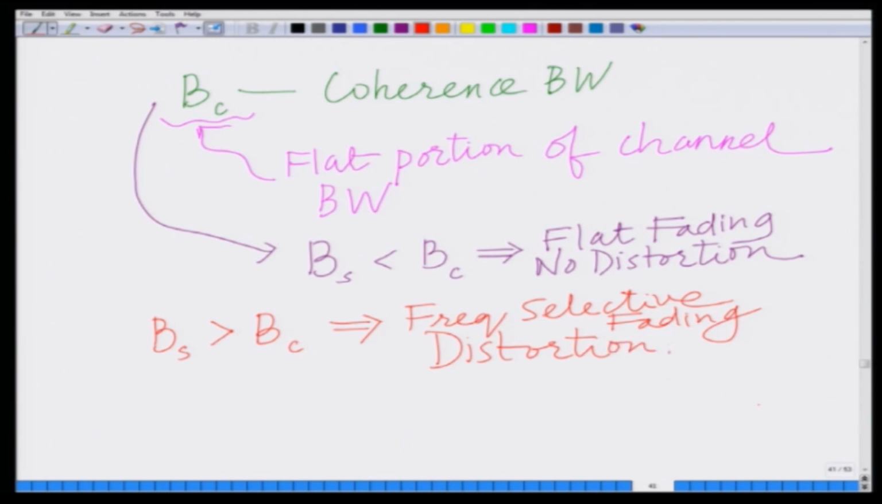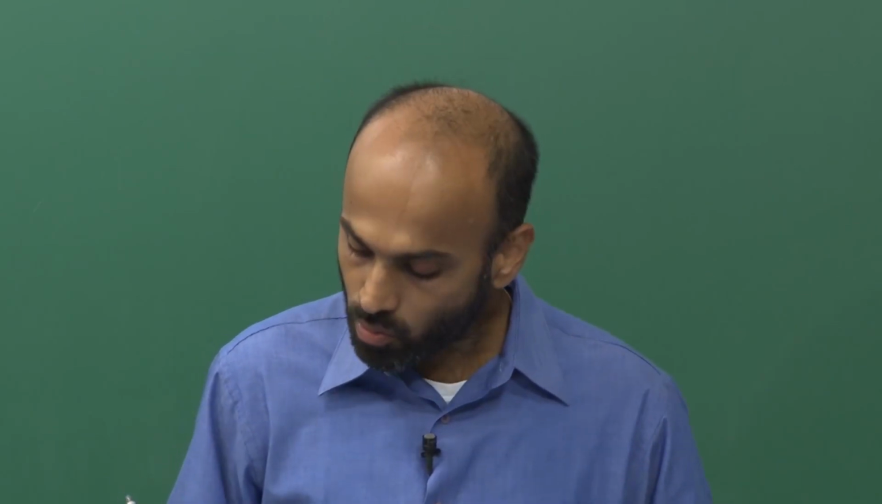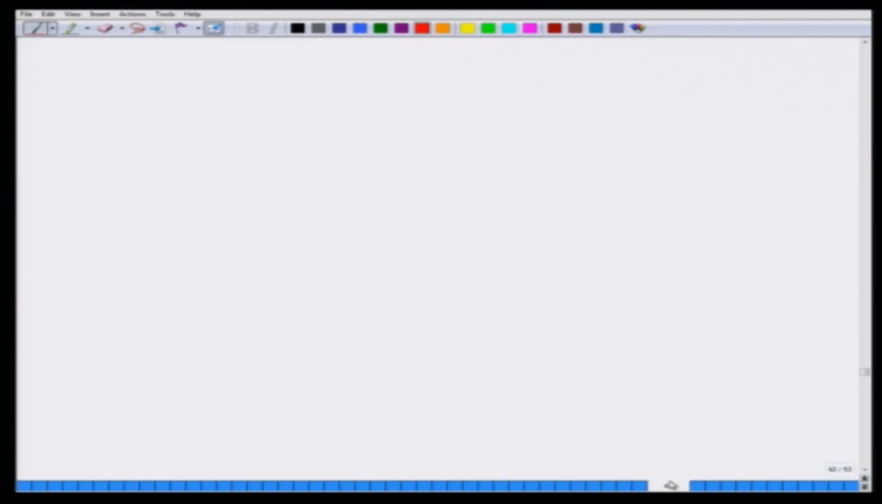If signal bandwidth Bs is less than coherence bandwidth, there is no distortion, it is a flat fading channel. If signal bandwidth Bs is greater than the coherence bandwidth, then there is going to be frequency selective fading, then there is going to be distortion, right. And now therefore, let us look at how to characterize this coherence bandwidth.